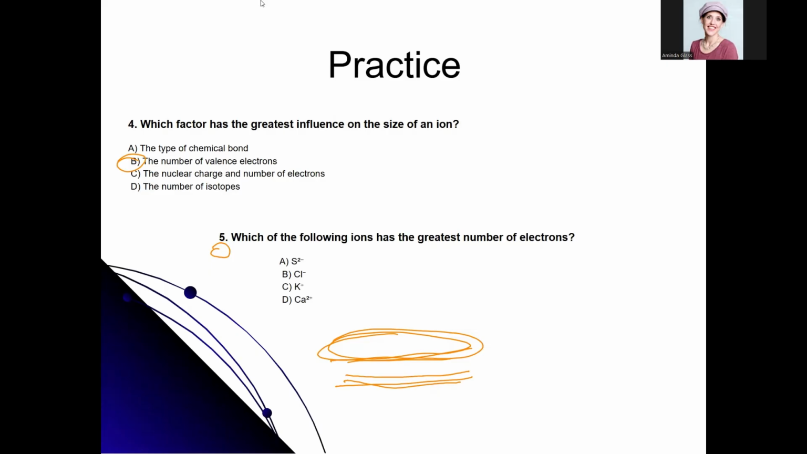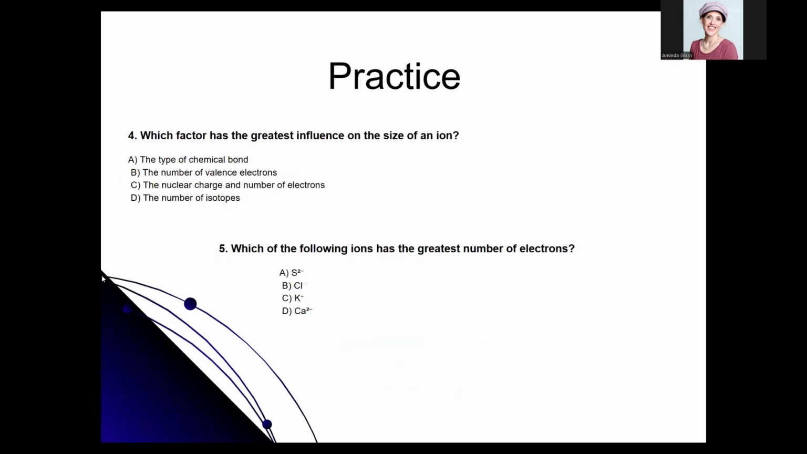Okay, so let's look at these questions. Again, I want you to try to answer them and then come back after you've answered them and check your work. Which factor has the greatest influence on the size of an ion? Is it the type of chemical bond? Is it the number of valence electrons? Is it the nuclear charge and number of electrons? Or is it the number of isotopes?